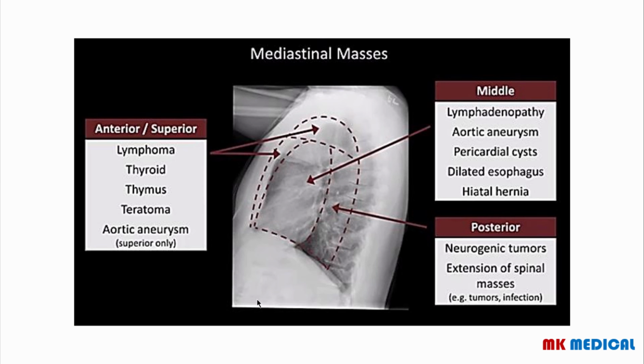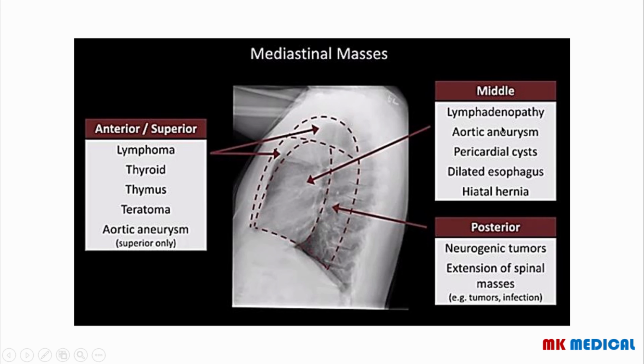So you may be wondering, what exactly is the mediastinum? We can divide it into predominantly 4 parts. It's divided into an anterior part, which is this part that's shaded, a superior part, which is this part I'm pointing at, the middle part, which is this part, and the posterior part. There are certain things that could be found in these areas. If you get a mass that's in the anterior or superior, it could be a lymphoma, a thyroid, a thymus, a teratoma, and you could have an aortic aneurysm, but only in the superior aspect.